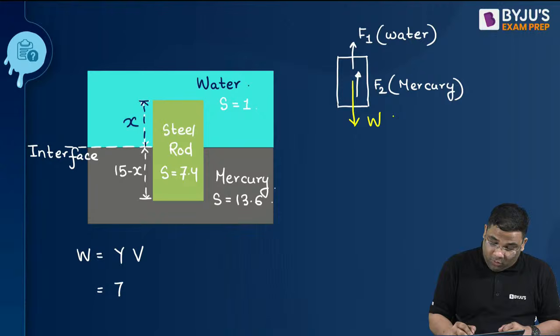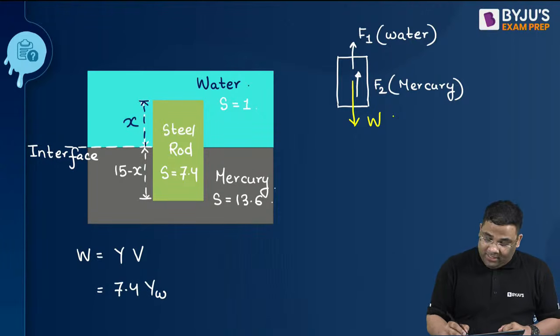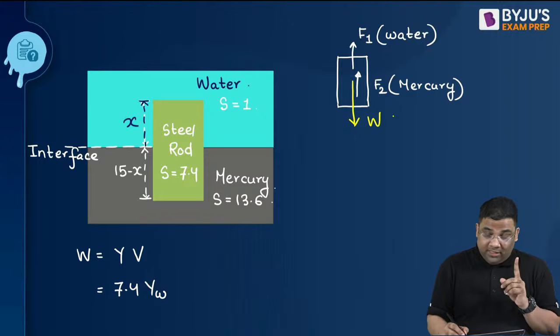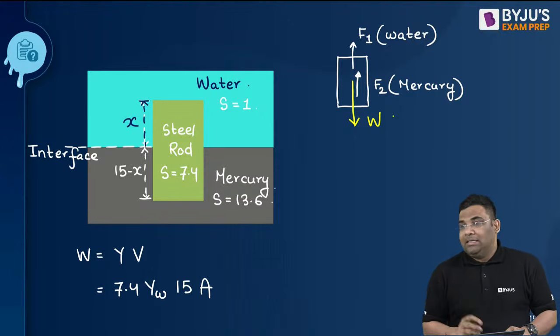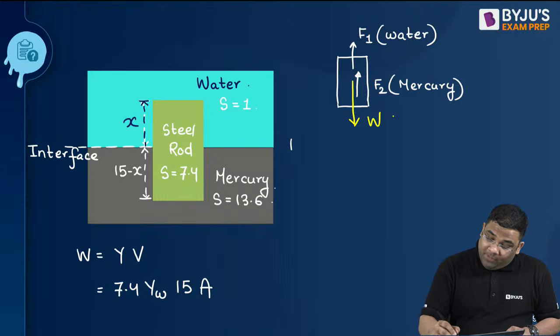The unit weight of the rod will be the specific gravity of the rod into gamma W, into volume. Your total height is 15, and then the area of the rod. This is the total weight. Now, what will be the buoyant force due to water?